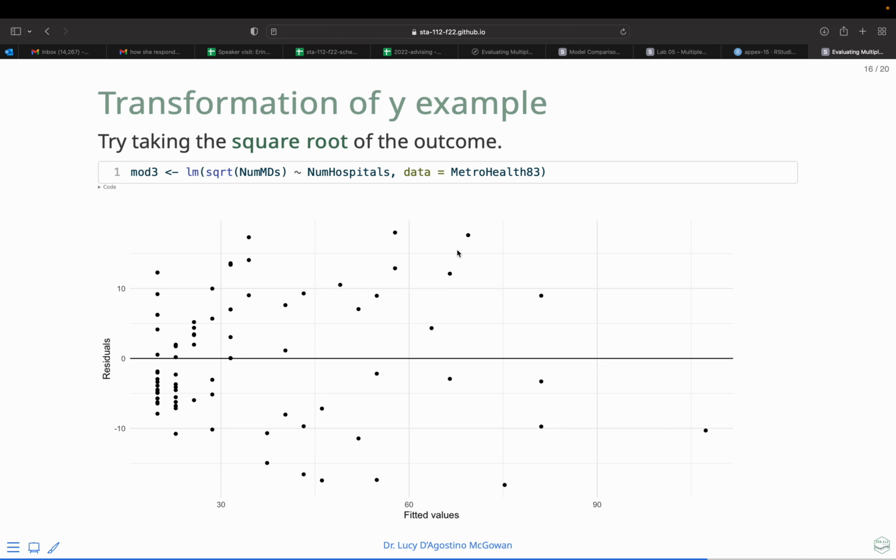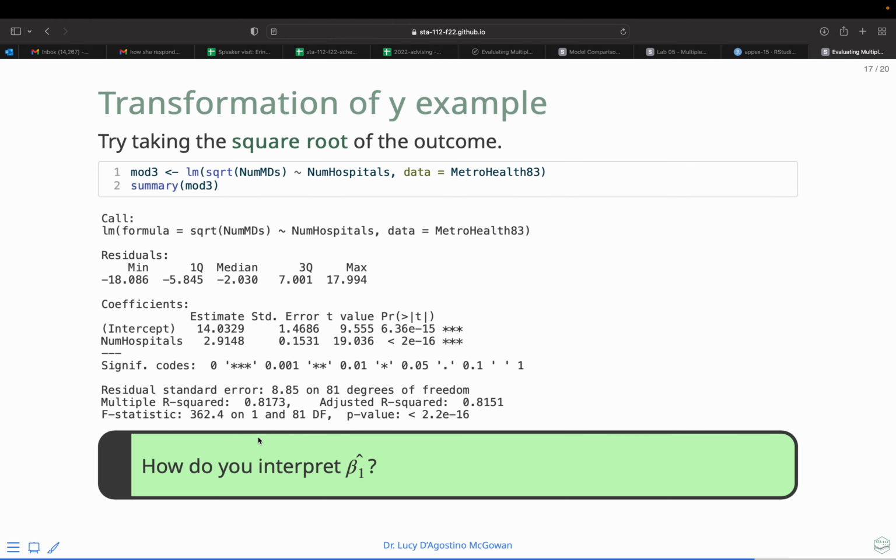So either the log or the square root. Maybe I would go with the square root if I were trying to fix the constant variance in this case. And so again, this beta hat 1 is going to be interpreted as: for every one additional hospital, we expect that the square root of the number of MDs increases by 2.9.